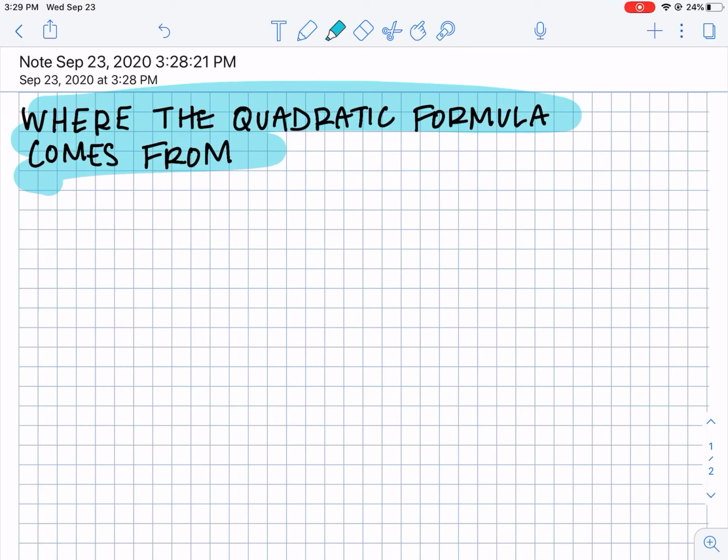All right, guys, we're going to talk about where the quadratic formula comes from, and we're actually going to derive the quadratic formula. So we are going to take our quadratic in standard form, ax squared plus bx plus c. And remember that if we are trying to solve it, we're trying to find out what the x-intercepts are. The x-intercepts occur when y is 0, so we are going to set that equal to 0.